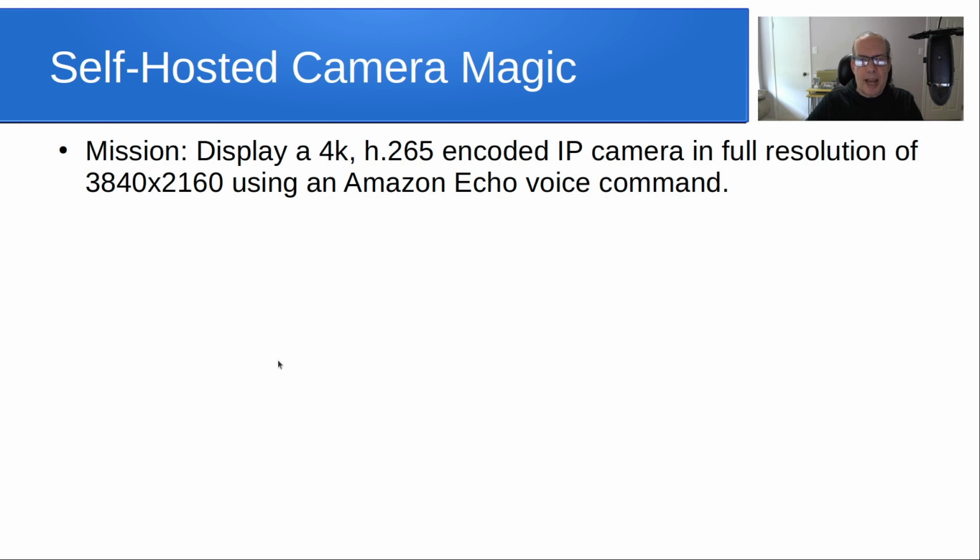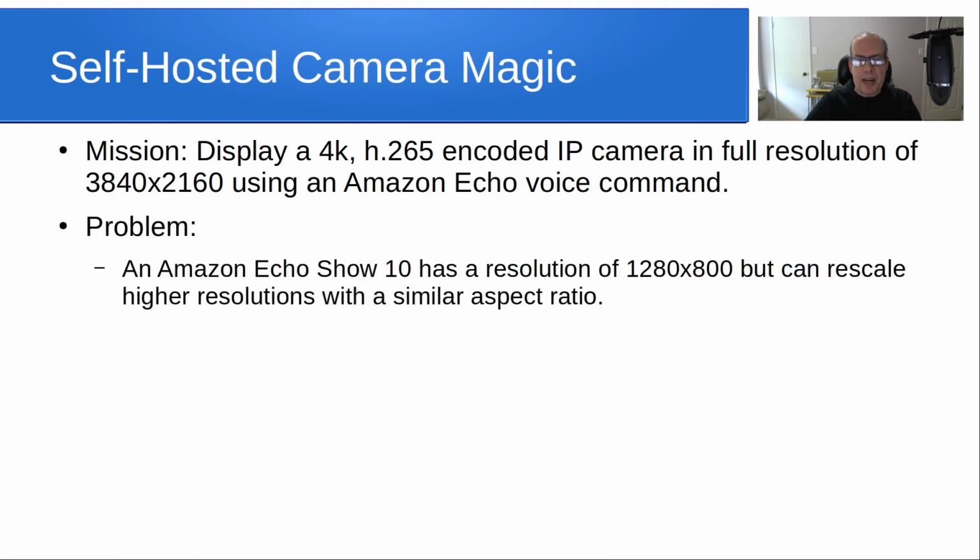The mission we have is to display a 4K H.265 encoded IP camera in its full resolution of 3840 by 2160 using an Amazon Echo voice command. The problem with this is that an Amazon Echo Show 10 has a resolution of 1280 by 800, but fortunately it's capable of rescaling to higher resolutions with a similar aspect ratio.